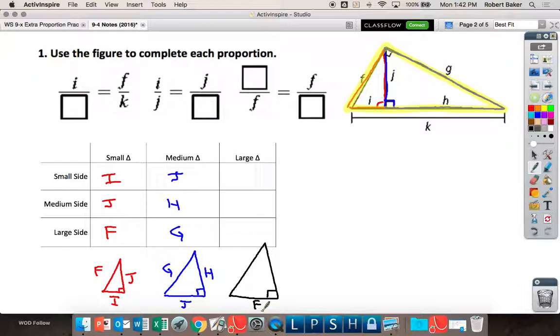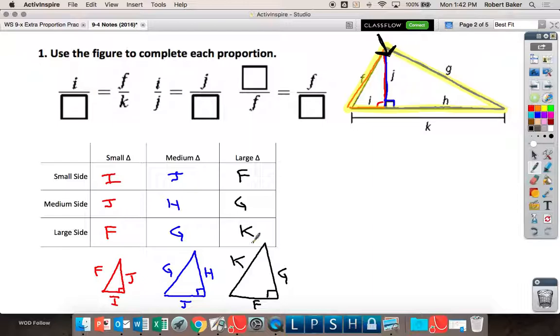Uh-oh. Look at the big yellow triangle. So here's something we can talk about right now. You see the right angle right here? That points to the longest side. So K is the long side. It's across from here. So if I have an F, a K, and a G, which one's the middle one? G. So F is the small side. G is the medium side, and K is the long side.